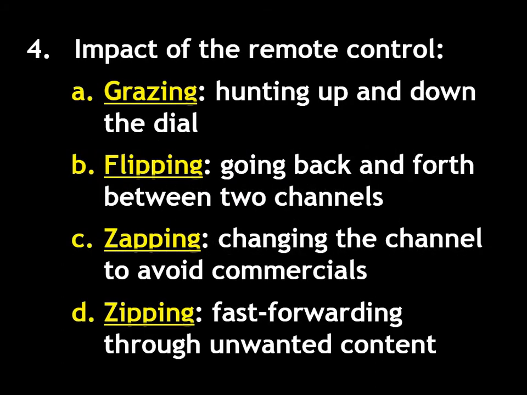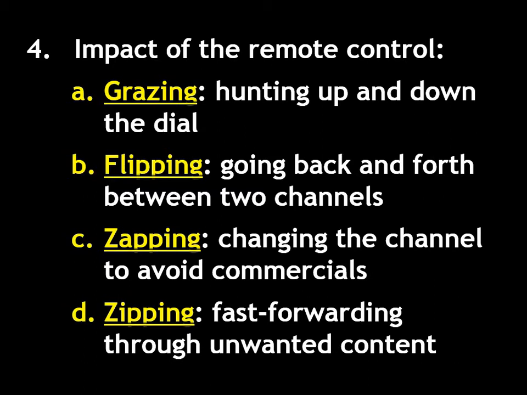Speaking of the remote control, here's some of the ways that tuning inertia gets interrupted by these different activities: grazing, flipping, zapping, and zipping. Grazing is the idea of hunting up and down the dial. You know, what's on channel 46, what's on channel 47, 48, on and on and on. Flipping, the idea of going back and forth between two channels. Maybe there's two shows you want to watch at the same time that kind of sort of interest you. Many people will do this.